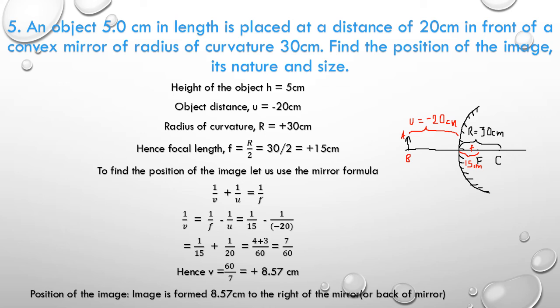So hope children you understood. We got our image distance as a positive value. We need not give the positive sign here, but automatically when we do the numerical, it comes as positive, because we know the convex mirrors always form virtual and erect images behind the mirror. So v value should come positive for convex mirrors. So the position of the image, what can we write? Image is formed 8.5 centimeter to the right of the mirror, or to the back of the mirror.